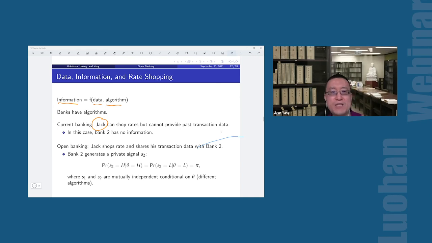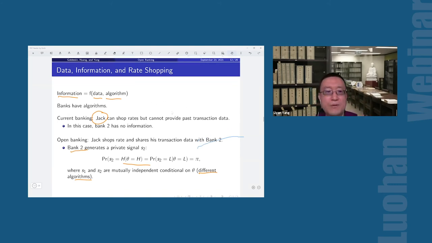Different from Zhigu and Jing and Jidong's paper, they assume those borrowers know the information. So they know the type, so they can have an unraveling result. That's what makes our paper different from theirs. Here, if you are in open banking, bank two will use the data carried by the borrower and generate a different signal. The signal is conditionally independent from bank one's signal. We want to capture that they have a different algorithm, at least different from Gongshang Yinhang's algorithm. So this different algorithm will generate a different signal. Even if you have the same data, the information will be different.